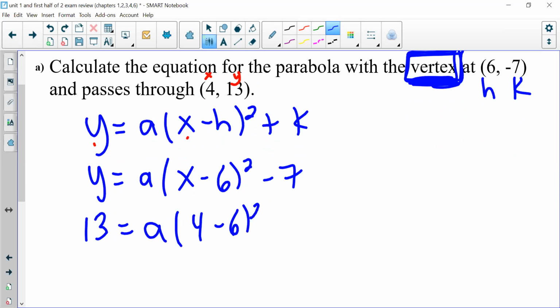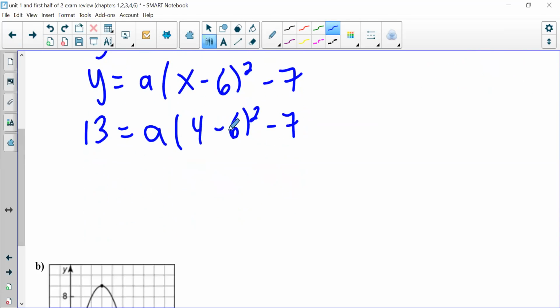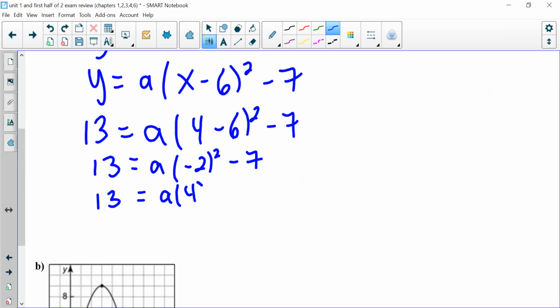Now, the only variable I have left over is A, which is good. I need to know A for standard form. So let's use our algebra skills and let's solve this. What is 4 take away 6? -2. And what's -2 squared? +4. Good.